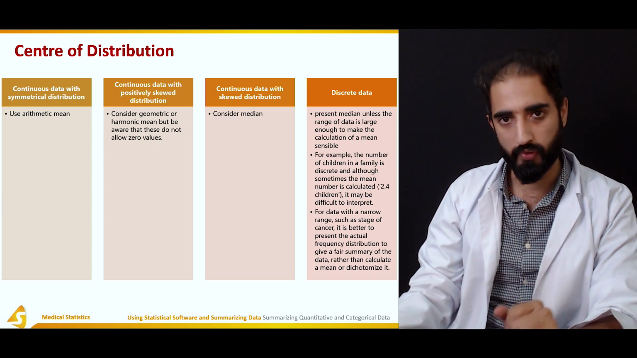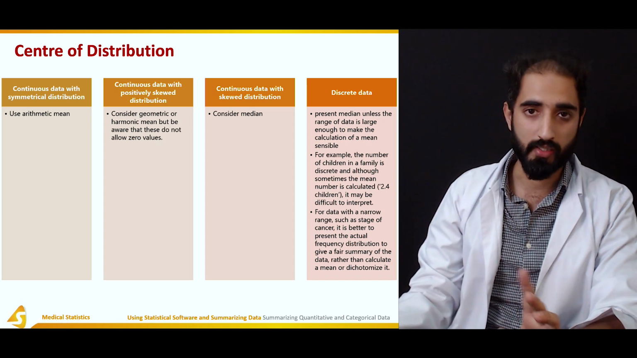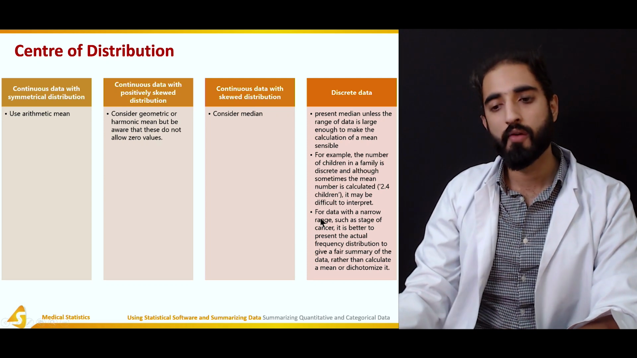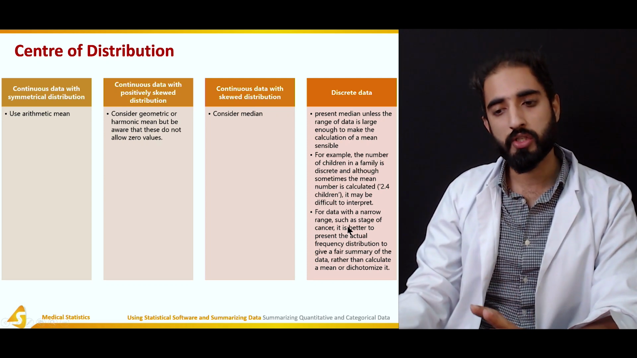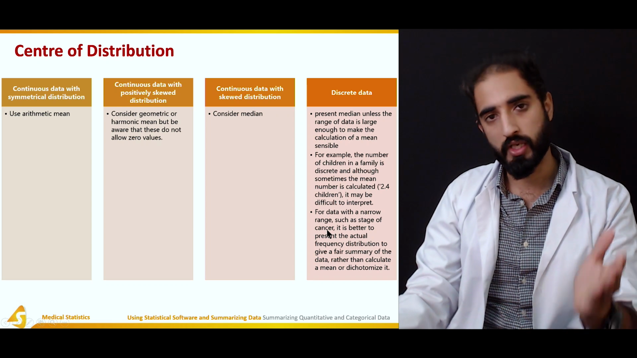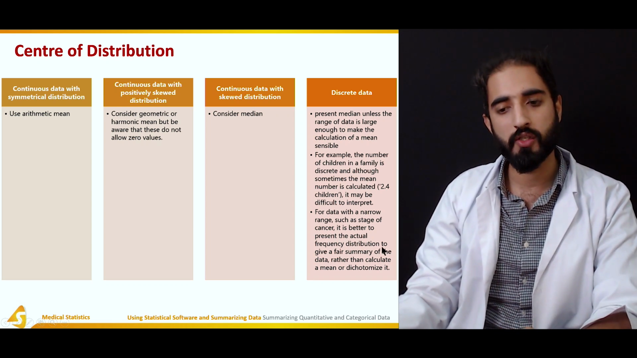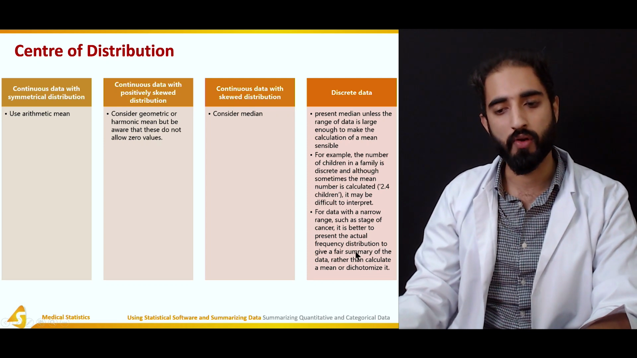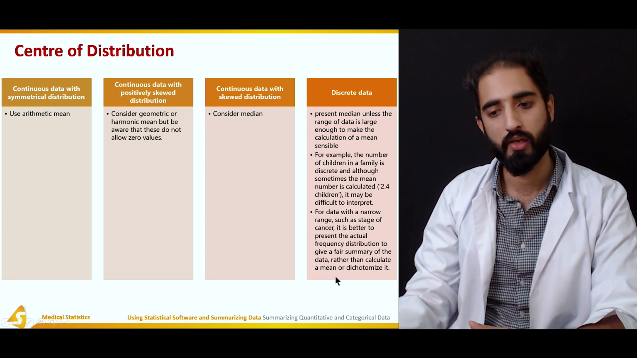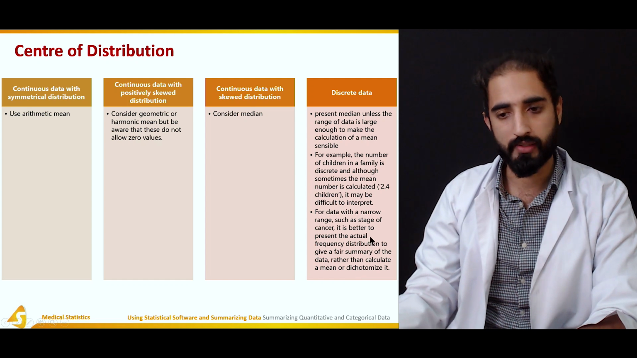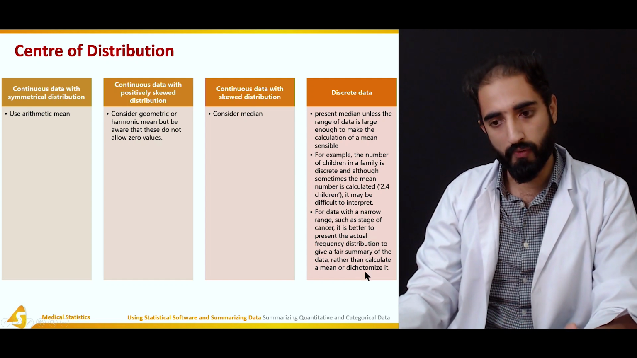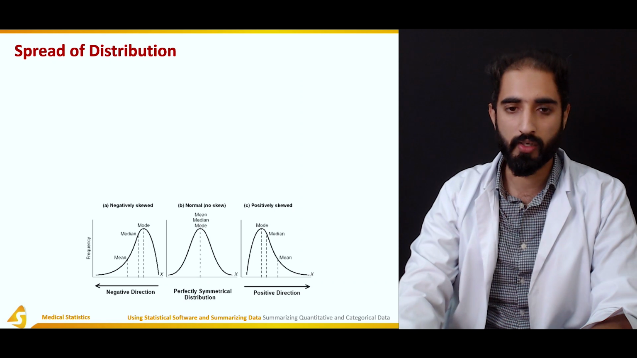So it's better to go off with the median instead of the mean. For data with a narrow range, such as the stage of cancer, which has 4 stages: 1, 2, 3, 4, it is better to present the actual frequency distribution to give a fair summary of the data rather than calculate a mean or dichotomize it, because it is categorical, so it's better to give the frequency distribution for it.